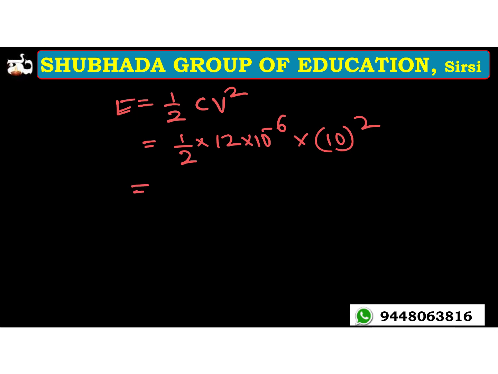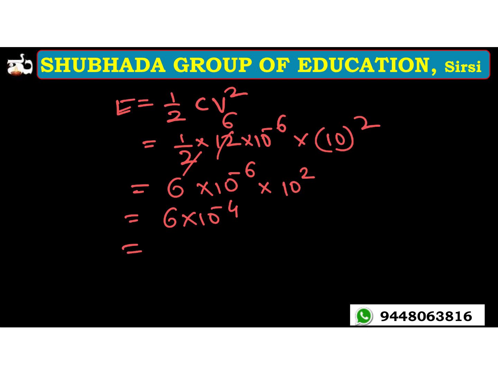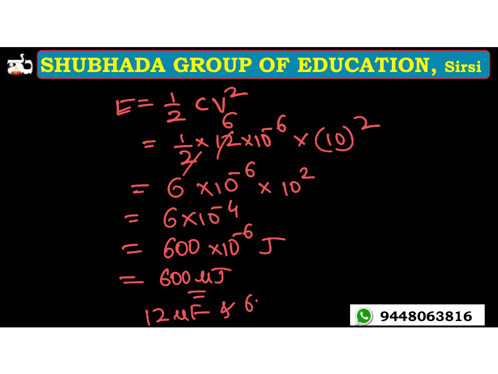So 2 ones are 2, 2 sixes are 12, so I get 6 into 10 to the power of minus 6 into 10 squared, which gives 6 into 10 to the power of minus 4. This is also equal to 600 into 10 to the power of minus 6 joules, or 600 microjoules, which should be the right answer. So 12 microfarad and 600 microjoule is the right answer for this problem. Hope it's clear to everyone.